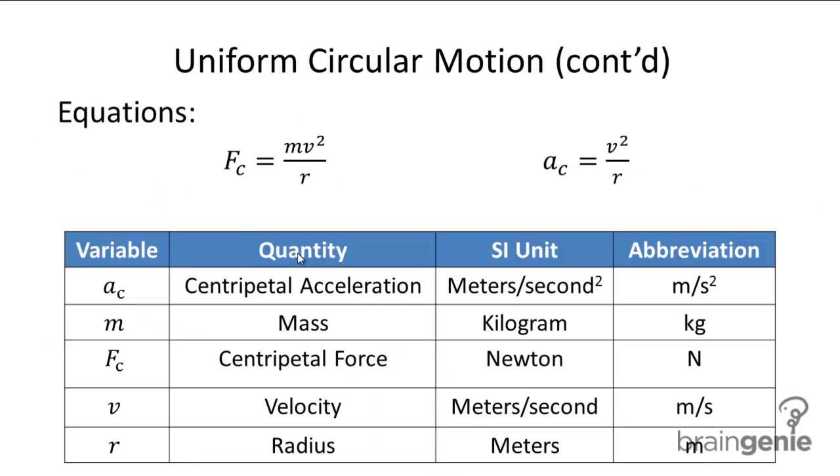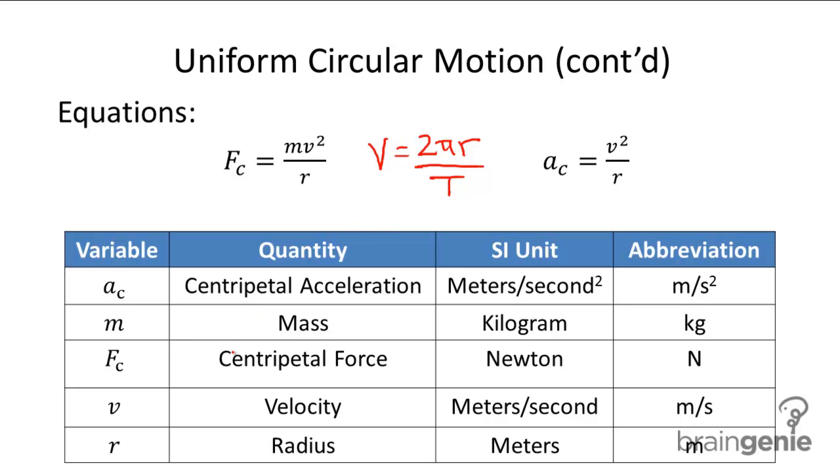Now, a couple of important equations. We have Fc equals mv squared over r, and ac equals v squared over r. Fc is the centripetal force, and ac is the centripetal acceleration. In addition, we have our velocity equation, which is v equals 2 pi r over t. Here, r is the radius, and t is the period of the object.